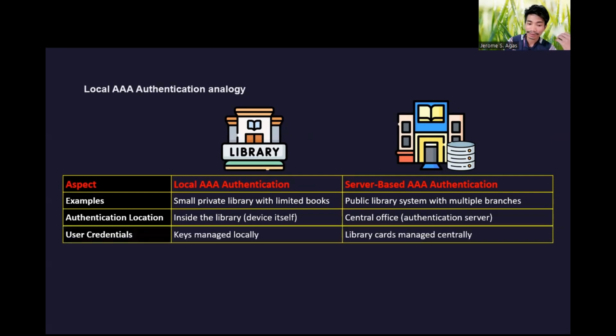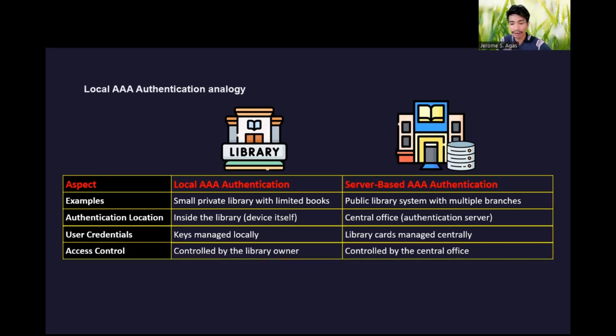So meaning to say we also have the user credentials. In the small private library, the key is managed locally, right? Locally, there's no outside, only inside the library. And the user credentials, of course, are managed by whoever manages the library cards. If you have the library cards, they are managed centrally. They have the other branches on record, so you also have access to the other branches. Whenever you have the library cards, you are managed centrally, so you're part of the system.